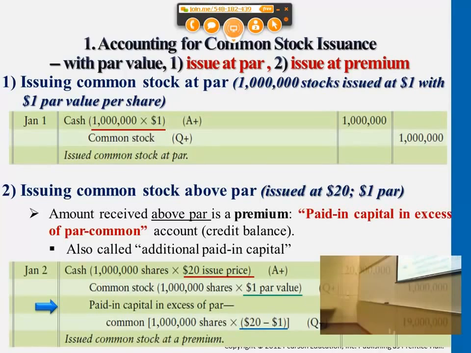Now the debit side for the cash part here is always the market price, or the issue price, times the number of shares. In the first example, the market price is the same as par, so it's $1, and you're collecting 1 million. In the second example, the issue price, market price, is $20. You're issuing 1 million shares, for example, then you're getting 20 million. On the right-hand side, we want to separate what part is the face value and what part is above face value.